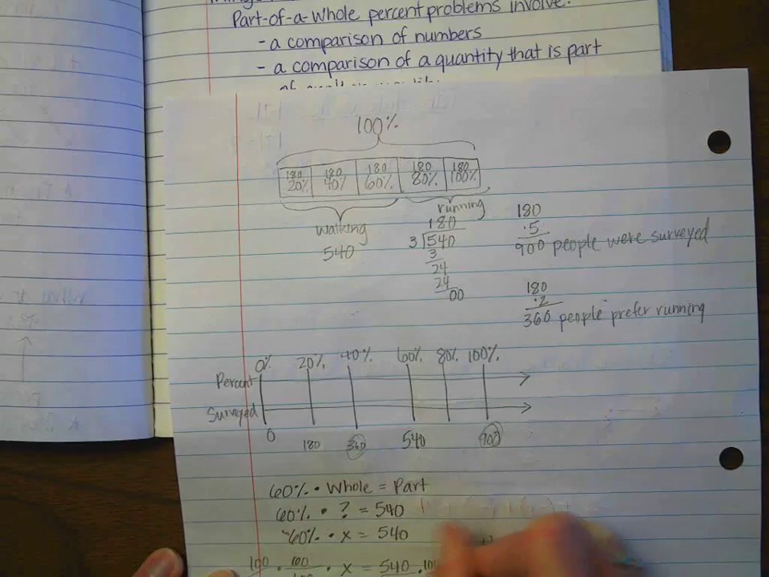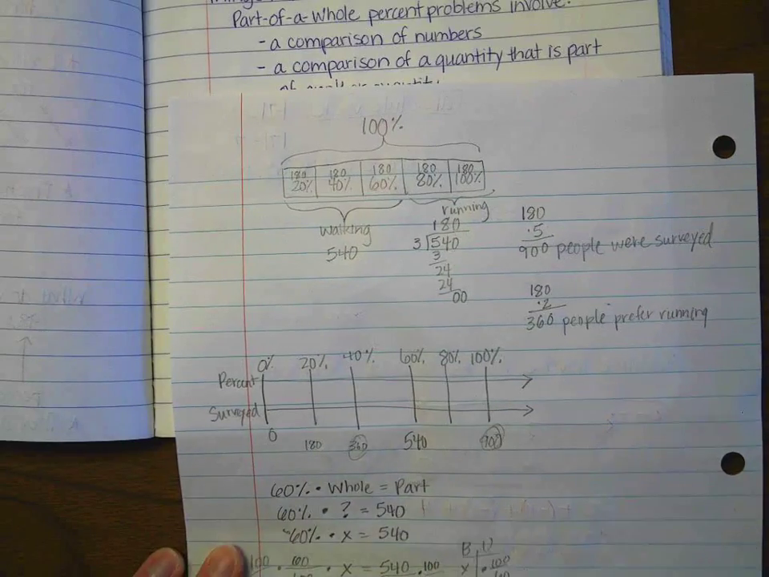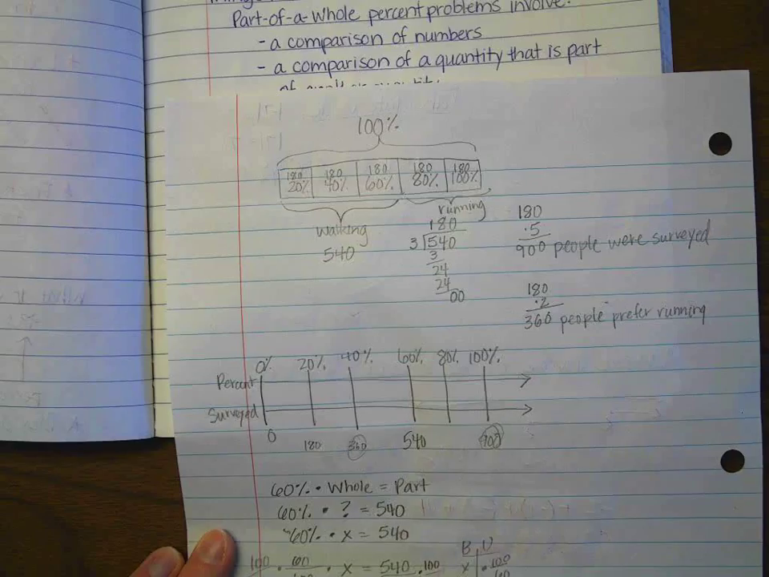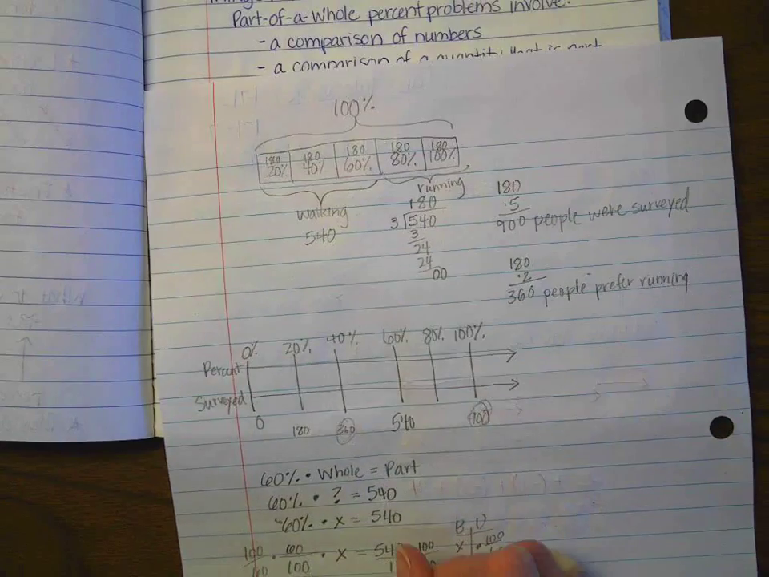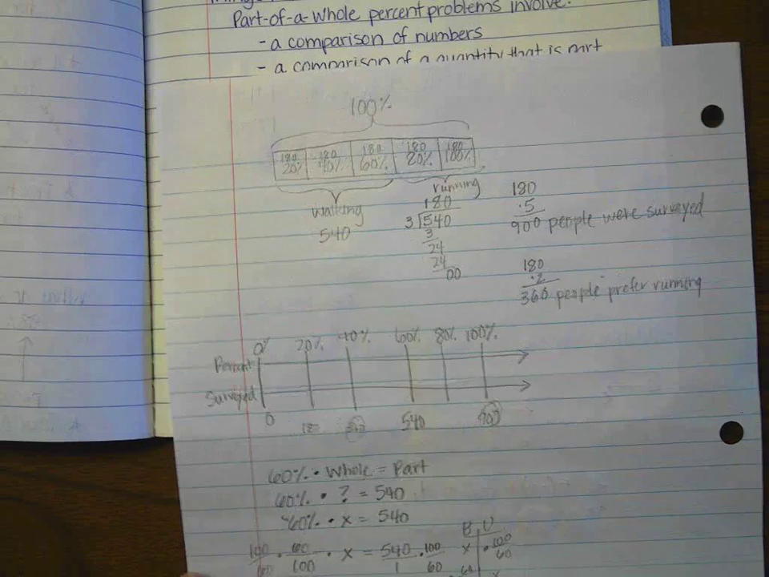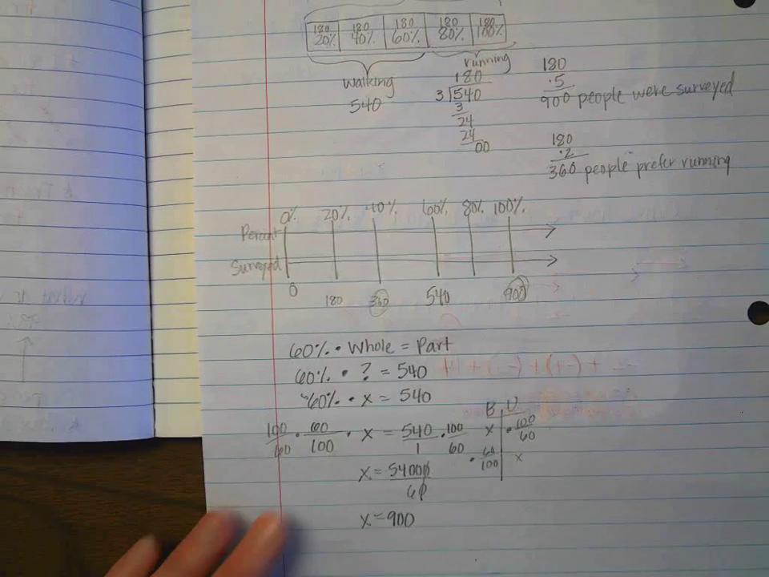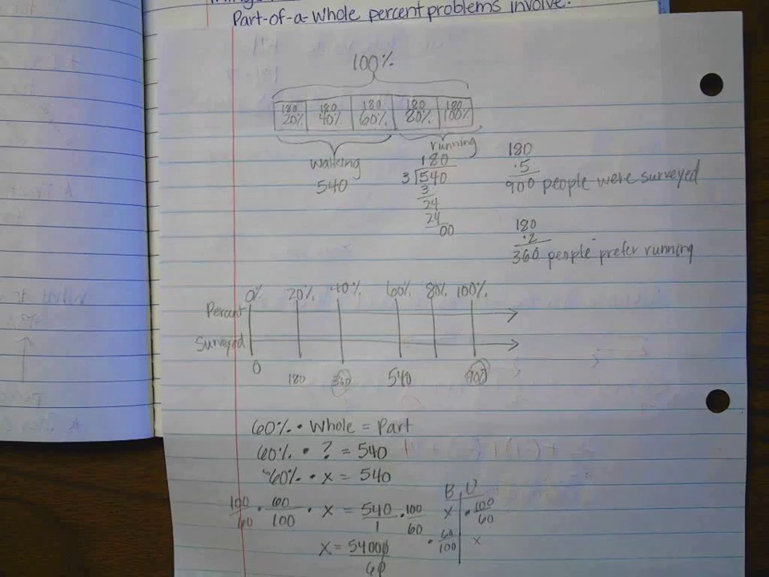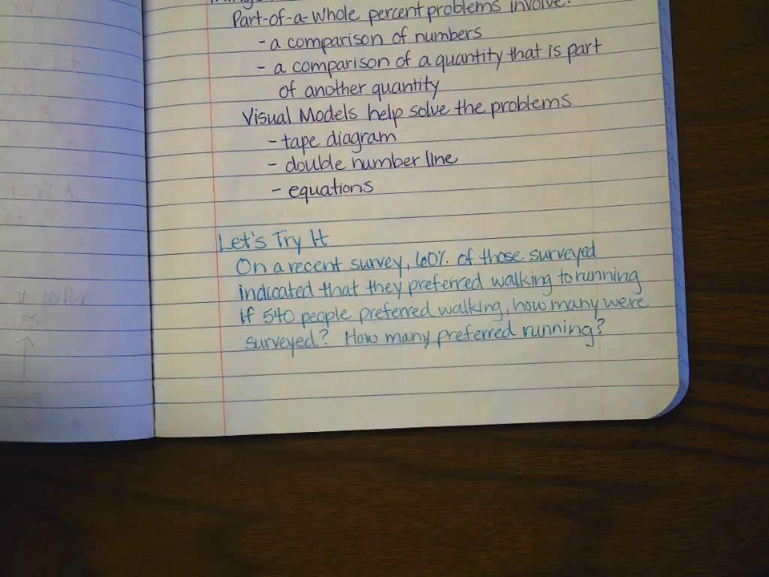What you do to one side, you have to do the other. Multiply this. Okay, so then we get 54 followed by 3 zeros divided by 60. And so when you simplify that, you get x equals 900. Okay, so that's using the equation to help us. So 3 different methods to solve the same problem.